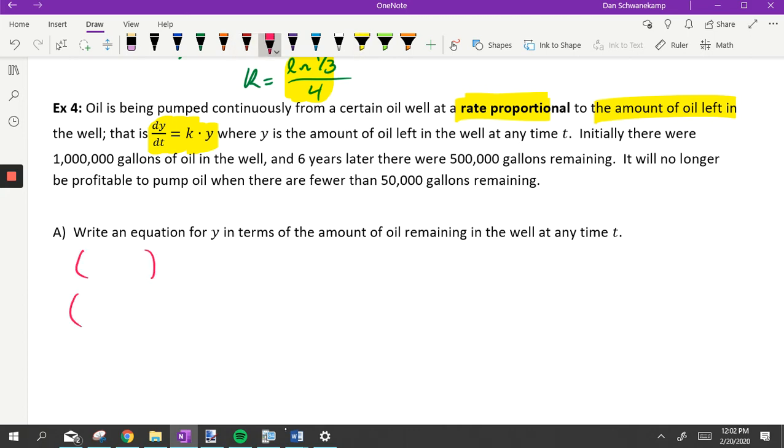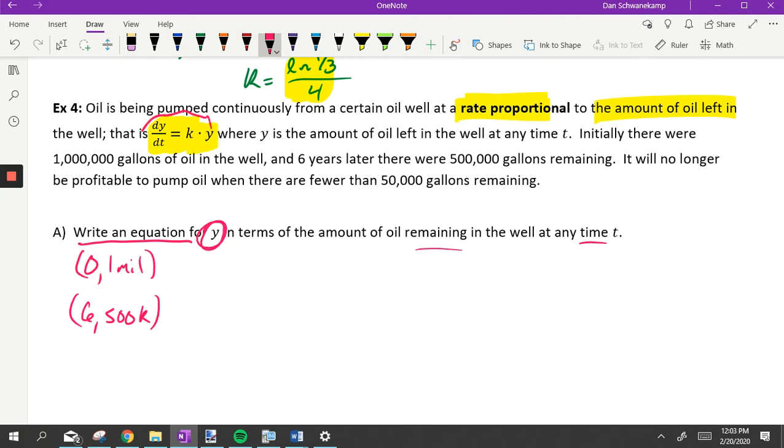So for writing ordered pairs of what we know, at time t equals 0, what's my value going to be? 1 million. At t equals 6, 500K. I've got some numbers. We are trying to write an equation for y in terms of the amount of oil remaining at any time t. So in other words, we are trying to plug in for both my starting amount and my K. That's what I'm trying to do here.